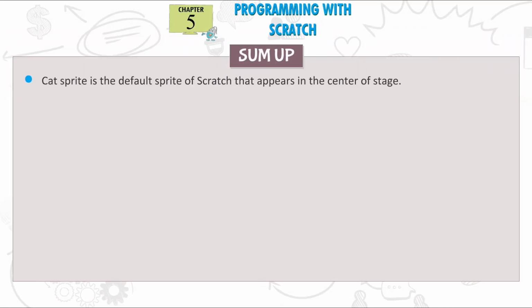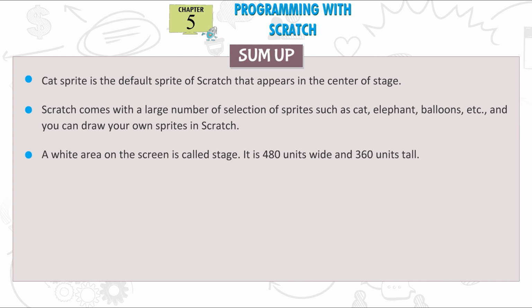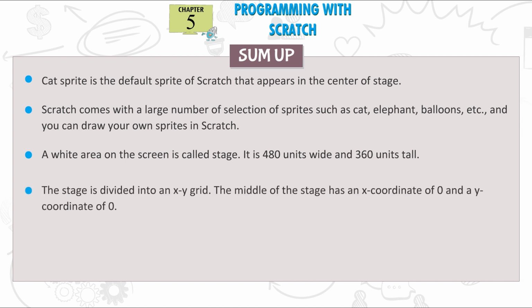Sum up. Cat sprite is the default sprite of Scratch that appears in the center of the stage. Scratch comes with a large selection of sprites such as cat, elephant, balloons, etc. and you can draw your own sprites in Scratch. The white area on the screen is called the stage. It is 480 units wide and 360 units tall. The stage is divided into an XY grid. The middle of the stage has an X coordinate of 0 and a Y coordinate of 0. The background area of the stage is called the backdrop.